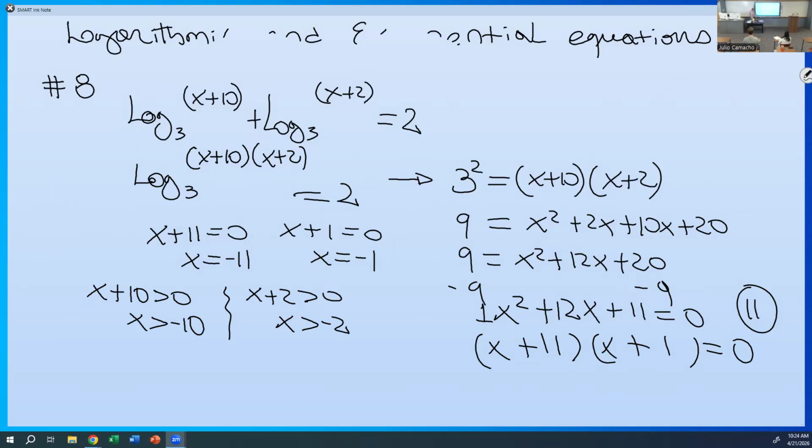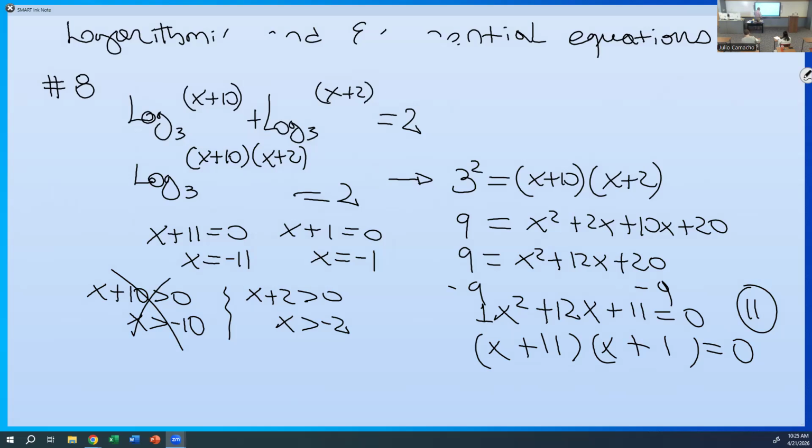You have a domain and you need to restrict the domain. You can say the domain is any real number that is greater than -2, and at the same time greater than -10. You have to pick the one that is close to 0, which will be x greater than -2. So I can pick one and then check your answer, no?